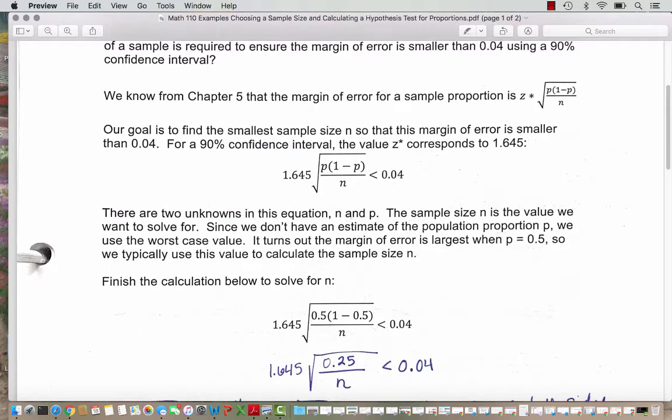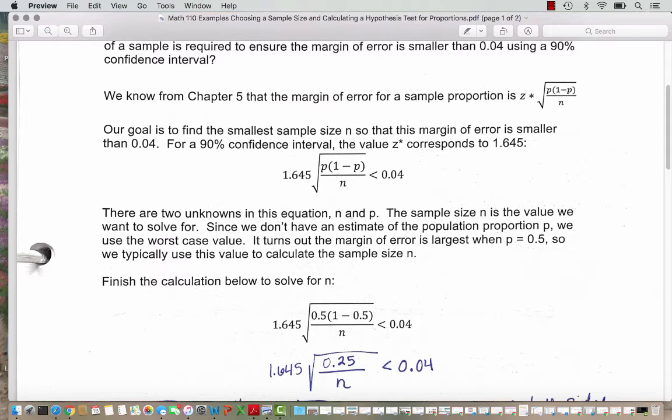So for a 90% confidence interval, we're going to use the critical value, the z star, or just the z value if you want to call it that, that corresponds with 90% confidence. So that's 1.645. Our calculation here is going to be 1.645, because we're 90% confident, multiplied by the standard error formula, and we want all of this to be less than 0.04.